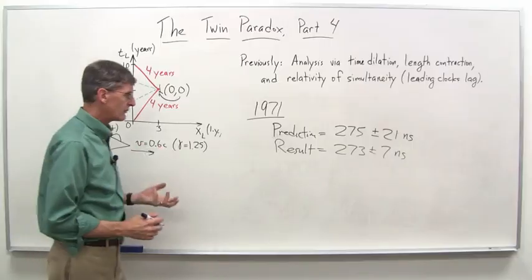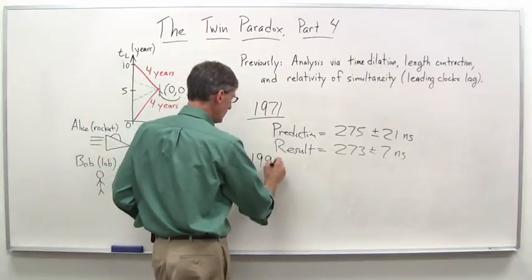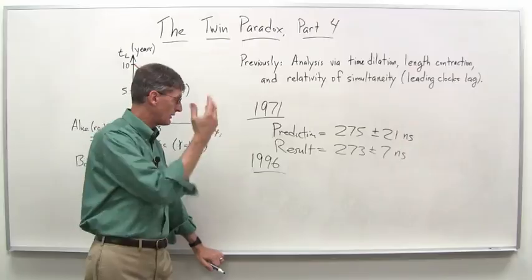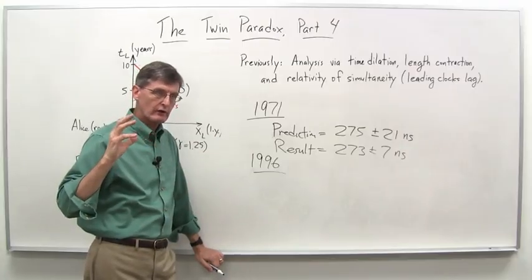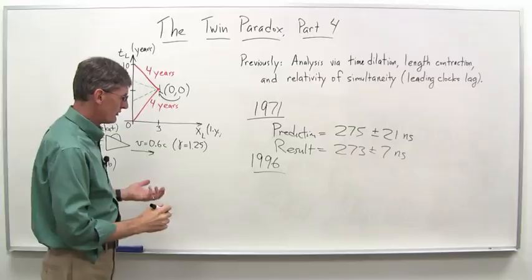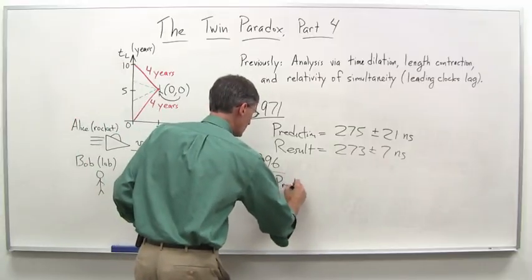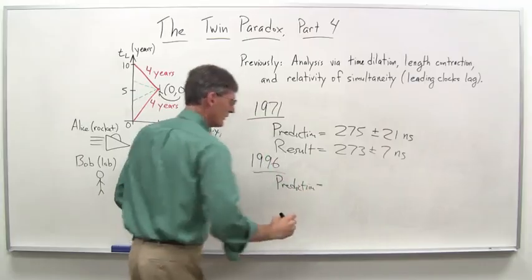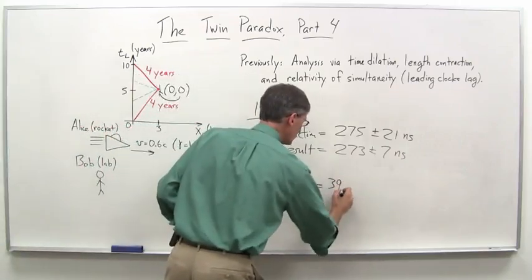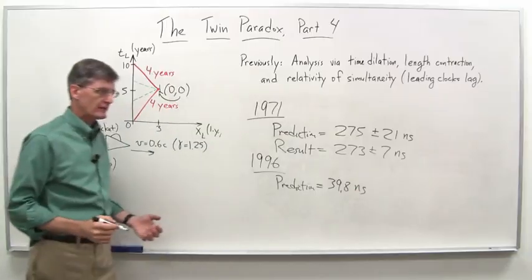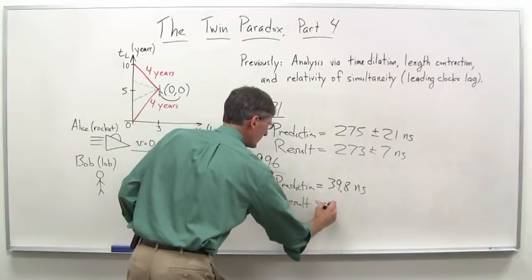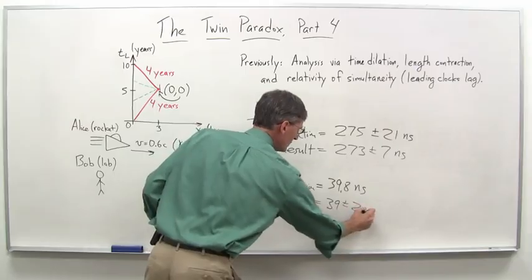very close to it. They actually repeated this in 1996, a form of this experiment where by that time they had better atomic clocks, about 25 years later, and they took one on a jetliner from Washington, D.C. to London and back again, and the prediction there for the result was almost 40 nanoseconds, I think 39.8 nanoseconds. And the result was about, I think, 39 plus or minus 2 nanoseconds.